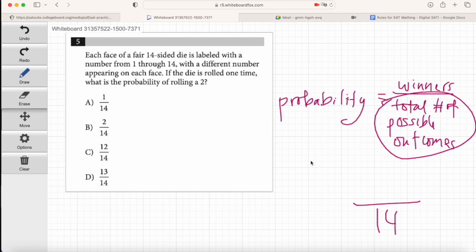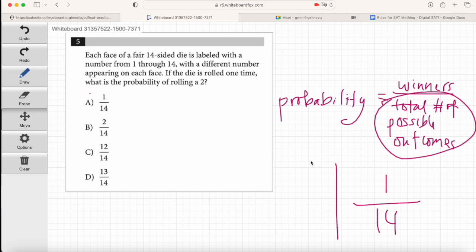Okay, so what is our winning outcome here? 1. It's 1, right? And it's a little bit tempting here. Some students are going to think that the winning outcome is 2 because they're like, oh, it's only a 2, so put a 2 in the numerator. No, no, no, no. The question is, how many winning outcomes are there? There's only one 2 on a 14-sided die. So we only have 1 winning outcome. So pay close attention to that.